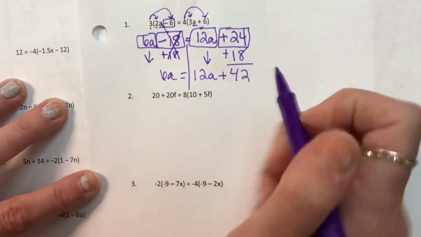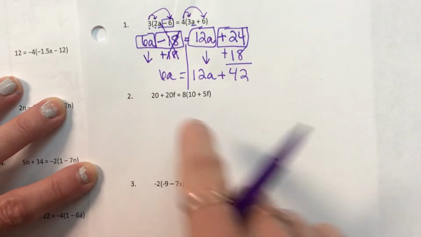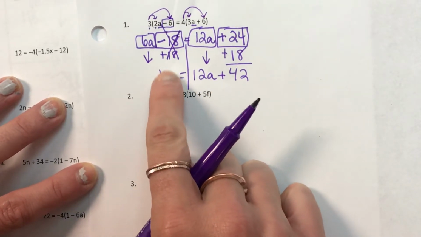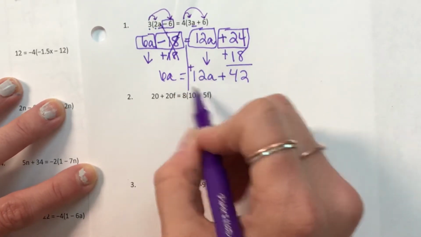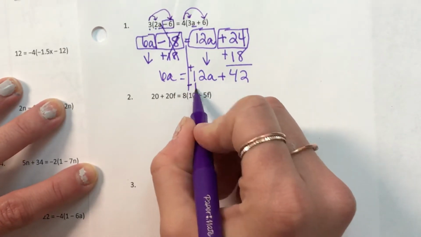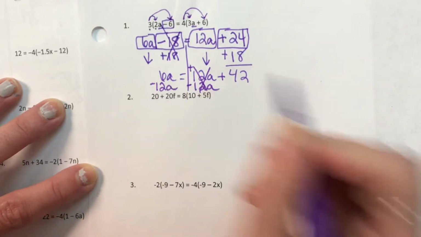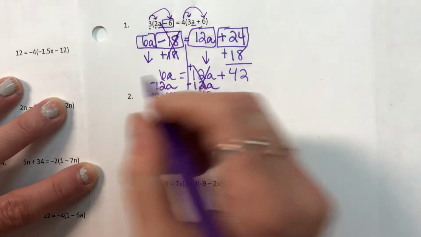Okay, now my second step. This 6a over here is off limits because it's by itself. The 42 is off limits because it doesn't have an a. We need something that's going to match this. So the only thing I can move is this 12a. It's positive in the problem, so that means I'm going to subtract it. Minus 12a, and 6 minus 12 is negative 6.